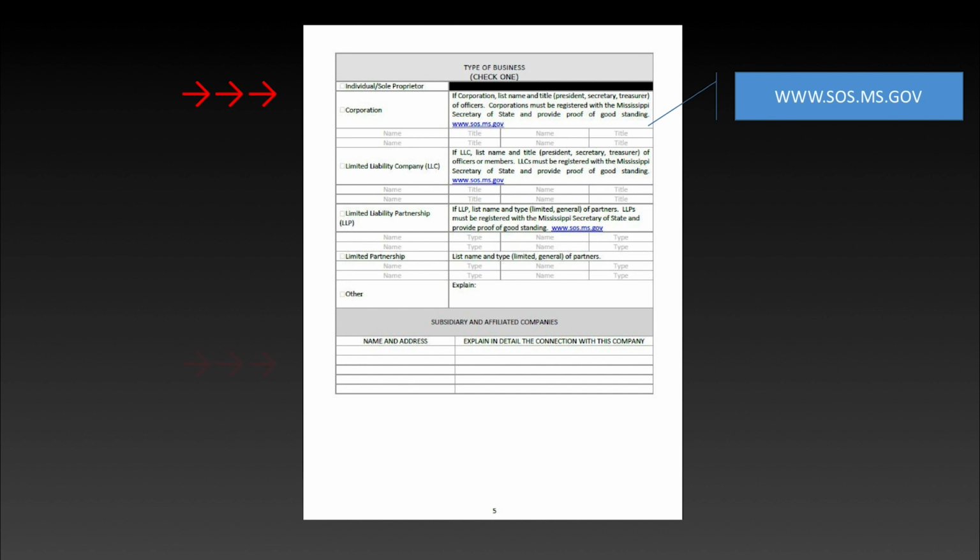www.sos.ms.gov. List any subsidiaries or affiliated companies associated with the applicant and provide a detailed explanation of how the two are connected. If this question doesn't apply to you, simply write "not applicable."